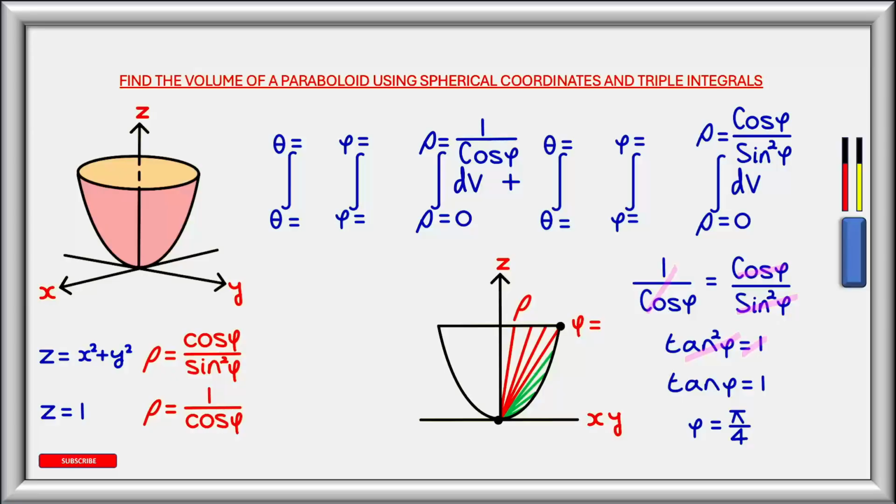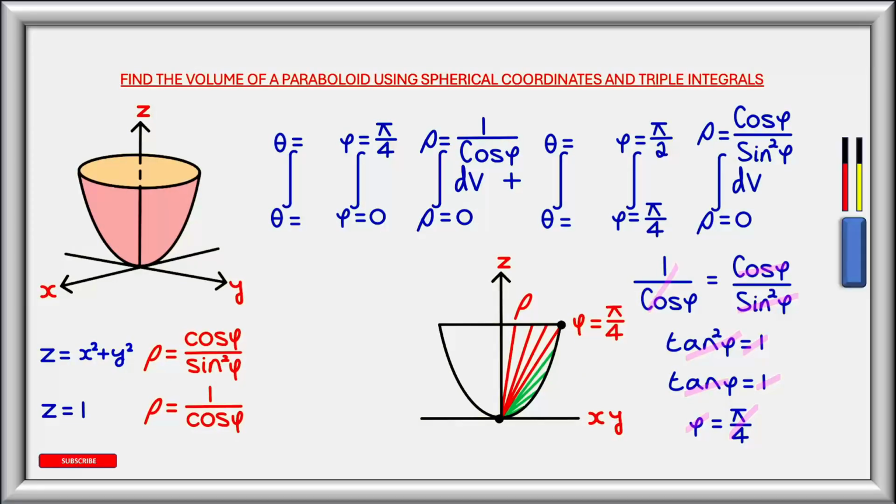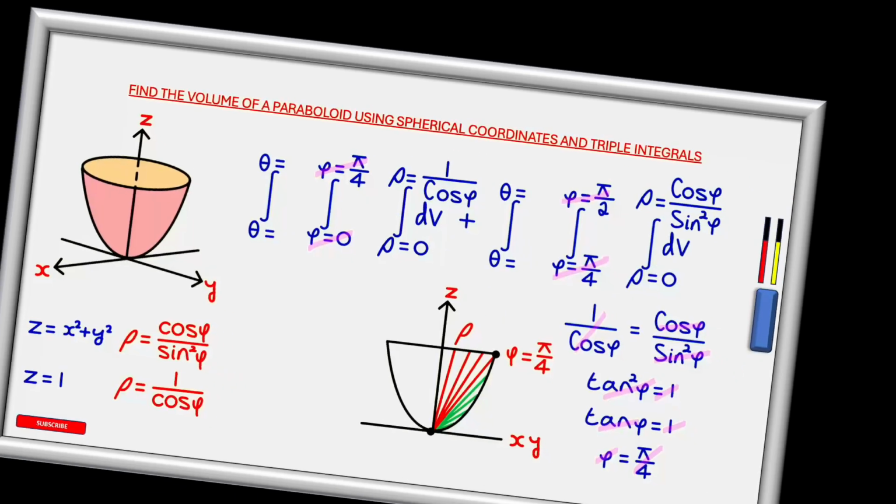And taking the positive square root, we get tan phi is equal to 1. And therefore, phi is equal to pi by 4 radians. Therefore, for the first triple integral, the lower limit of integration is where phi equals 0, and the upper limit of integration is where phi equals pi by 4 radians. And for the second triple integral, the lower limit of integration is where phi equals pi by 4 radians. And as we saw, phi continues to the xy plane, so where phi is equal to pi by 2 radians. So the upper limit of integration is where phi equals pi by 2 radians.